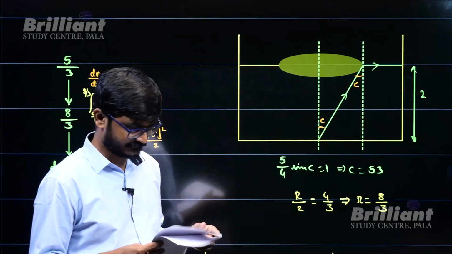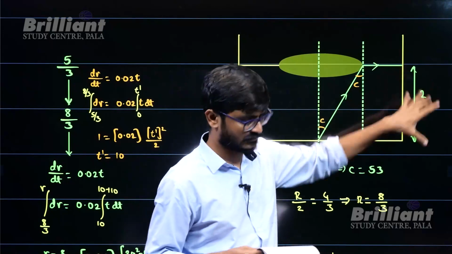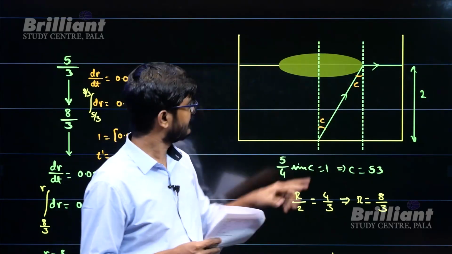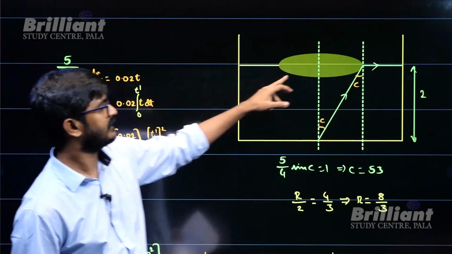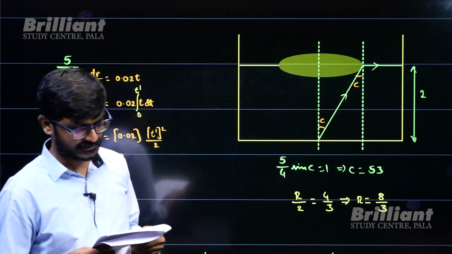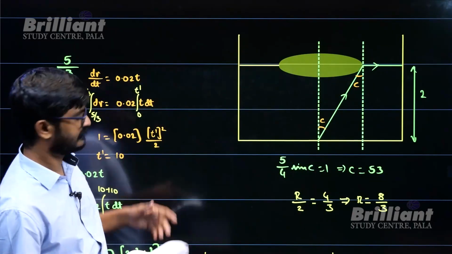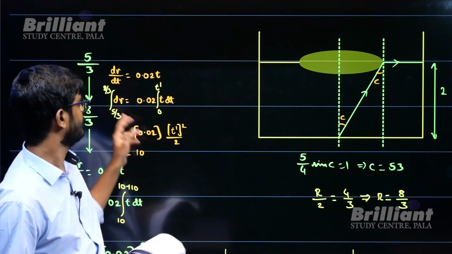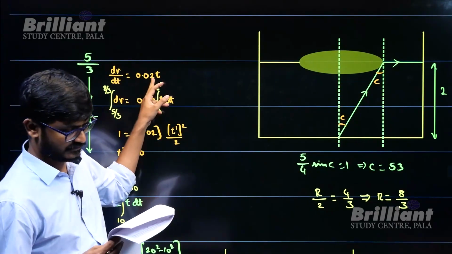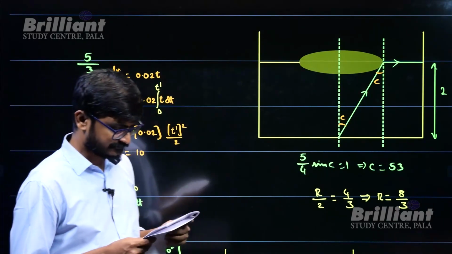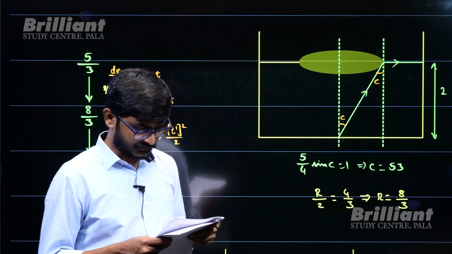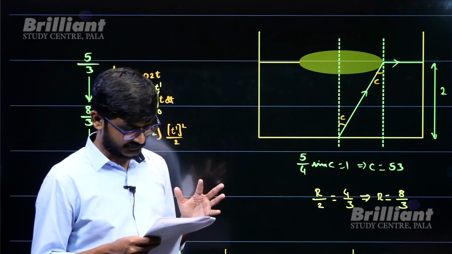is placed where this length is 2 meter and this radius is 500 by 3 centimeter, which is 5 by 3 meter. This radius initially is 5 by 3 meters. Now it is increasing at a rate 2t, that is 2t centimeters per second, which is 0.02 t meters per second. Okay, so it is increasing.